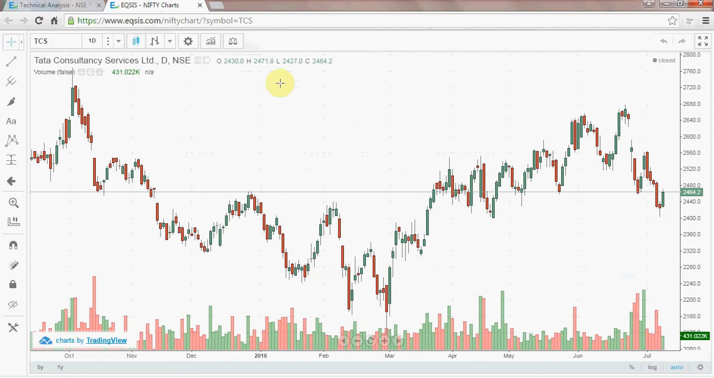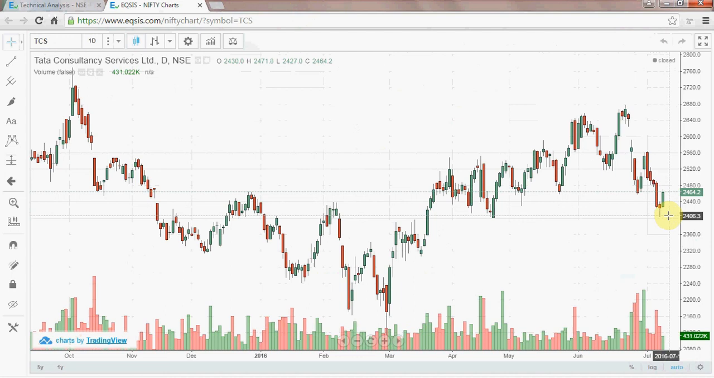The TCS I'm focusing on, look at this, all the days it was negative, negative, negative, negative. Suddenly it witnessed a positive day. And it looks like a double bottom to me here. And there is good volume that has taken place recently here. So the chances for the price to find support around 2400 are quite high now.